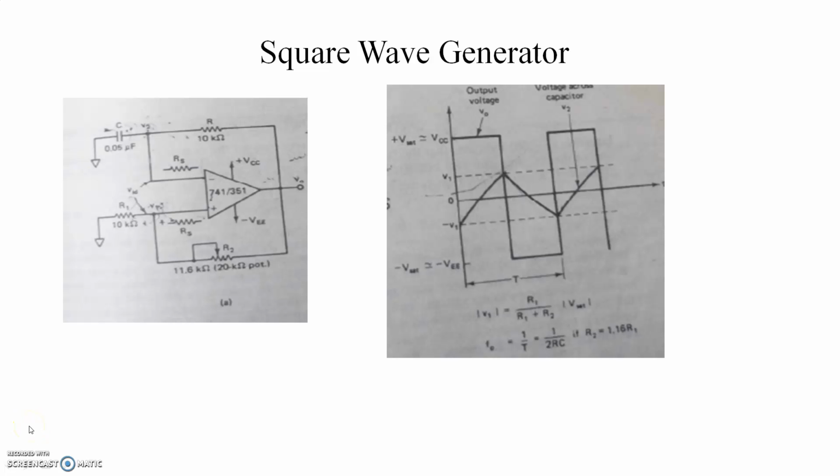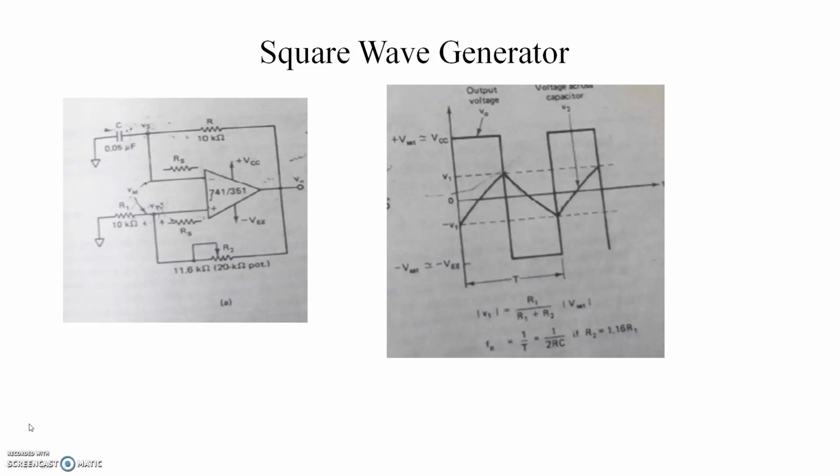Welcome to this video. In this video, we are going to discuss the square wave generator using operational amplifiers. Square wave outputs are usually generated using an op-amp when it is forced to operate in the saturated region. That is, we can generate square waves when we force the op-amp to operate in the saturated region.